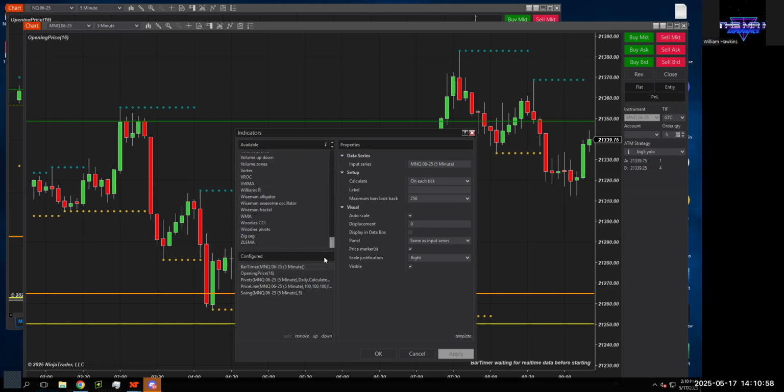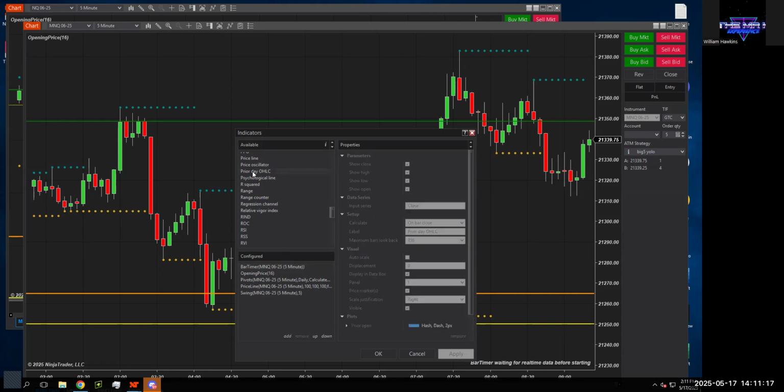You need to remove it. Here it is, prior day. Prior day OHLC. That right there will mark up the previous high, the low, open, and the close.